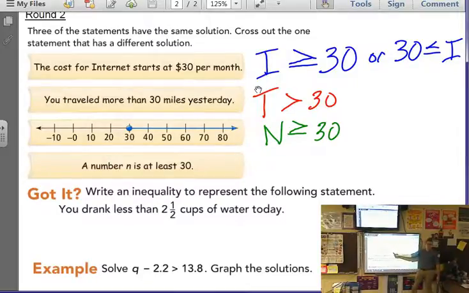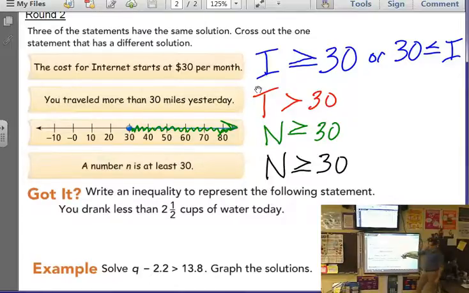That might be hard to see on your paper, so if you need to, shade it, like put a squiggly line and then an arrow, since the color is hard to see. And if a number is at least 30, Monica, could that number be 30? Yes. So n is greater than or equal to 30. So that's actually the same as the one above it. The one that's different is my second one here.